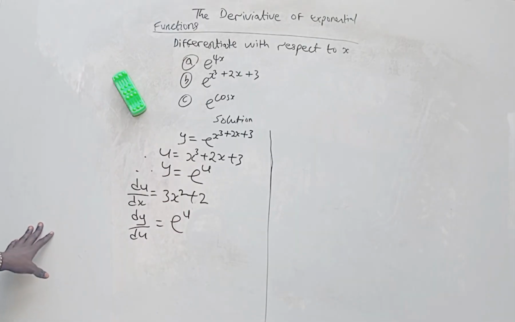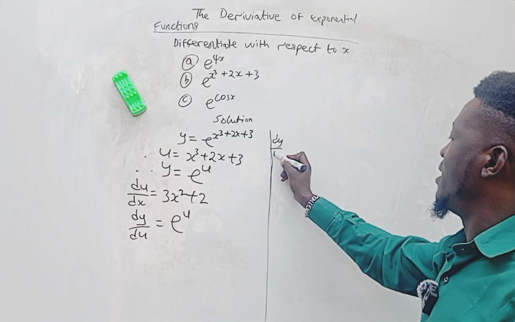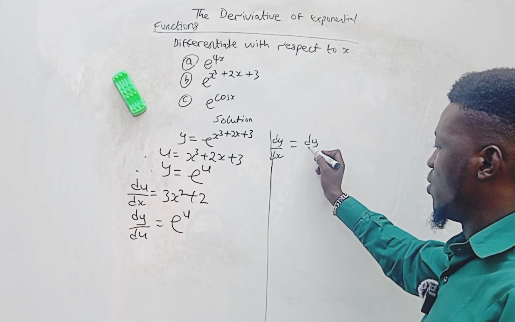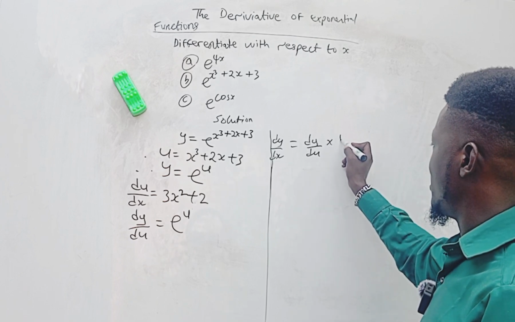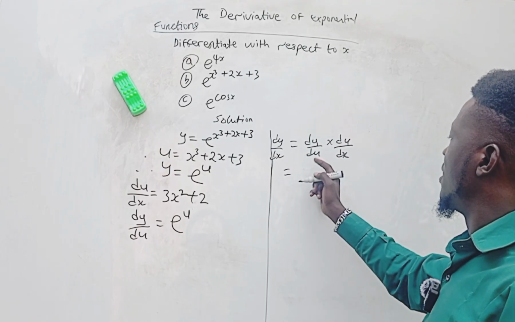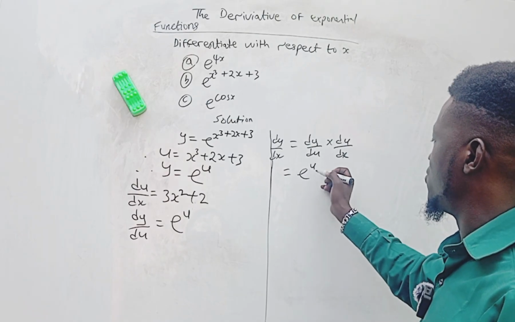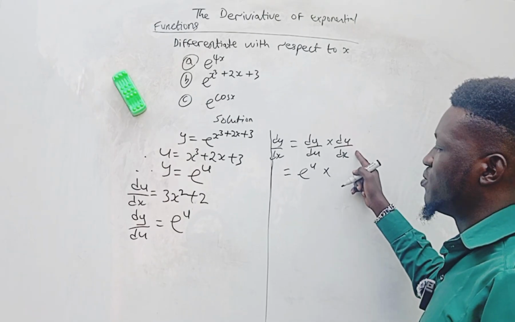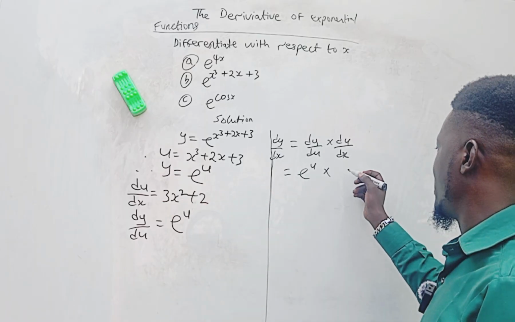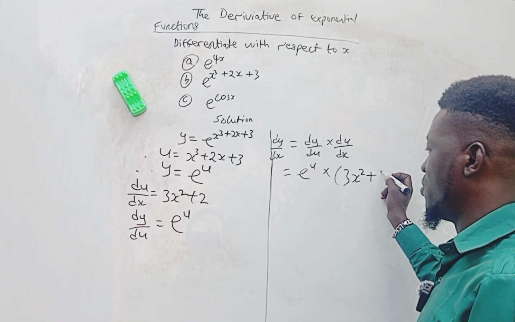Remember, we are told to find dy over dx. So dy over dx is equal to dy over du times du over dx. Dy over du is e raised to power u, and this times du over dx. Because there are two or more things, you put it in brackets: 3s raised to power 2 plus 2.